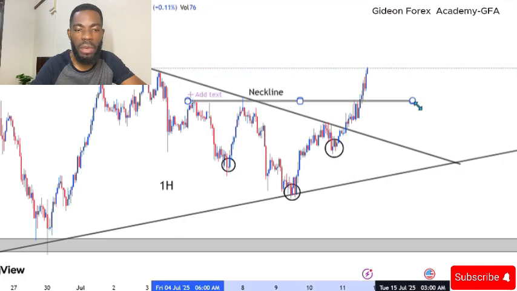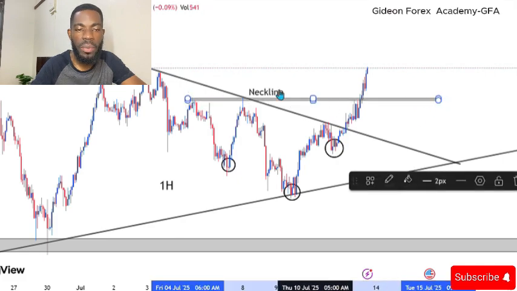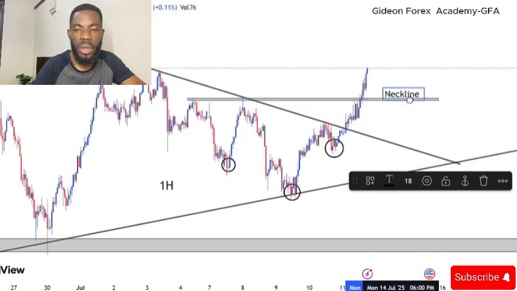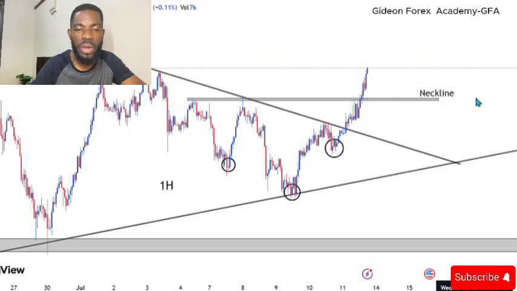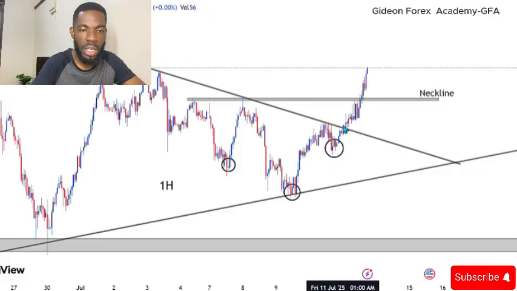But before we can do that, we want to go to our lower time frames to determine that entry. We leave our levels right there. We know this is the neckline from our 1 hour time frame, and then we go to our 15 minutes to determine our early entries at the breakout here. So let's go to 15 minutes.